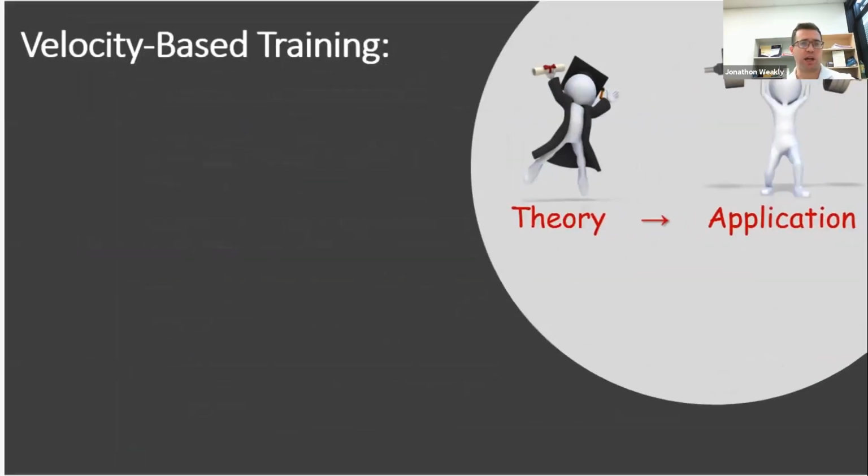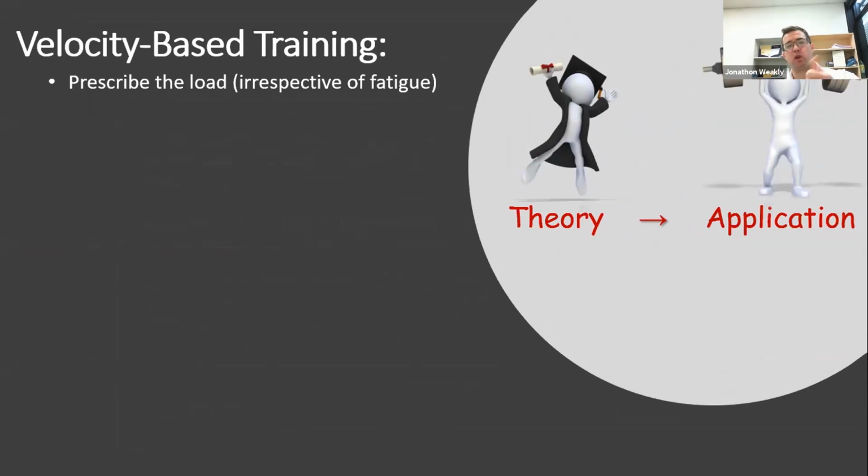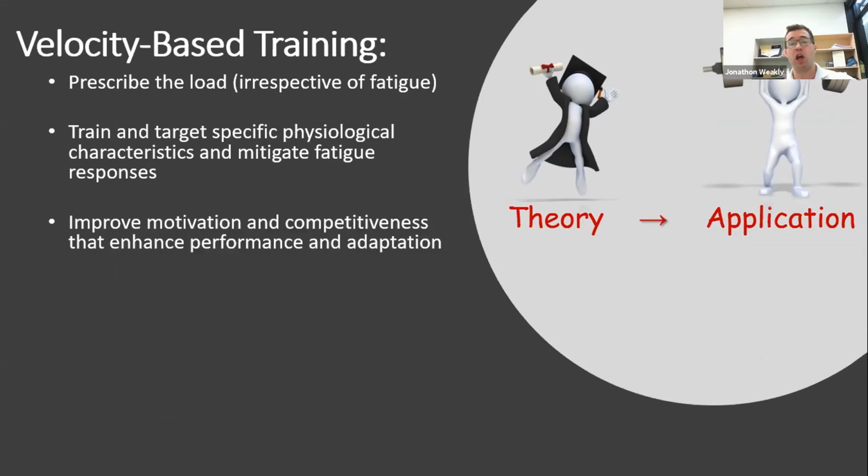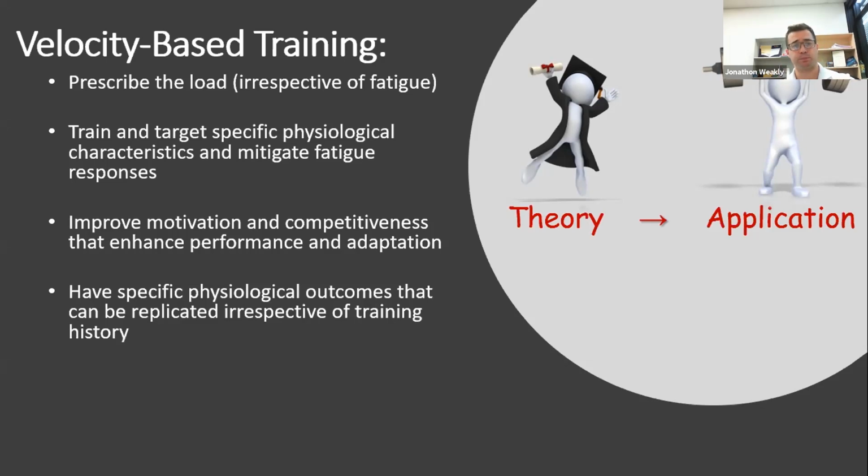But with velocity-based training, we know that we can prescribe the load irrespective of the fatigue because the intensity on the bar very, very perfectly, or nearly perfectly, matches barbell velocity. So we can match the barbell velocity with a relative intensity. We also know that we can train and target specific physiological characteristics and mitigate unnecessary fatigue responses by applying relative velocity loss thresholds. We also know with velocity-based training, we can improve motivation and competitiveness and enhance acute training outputs.